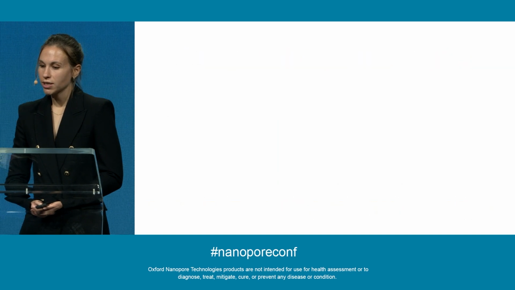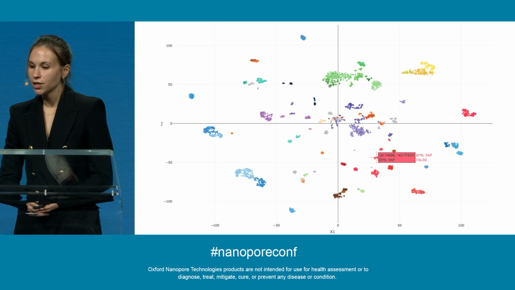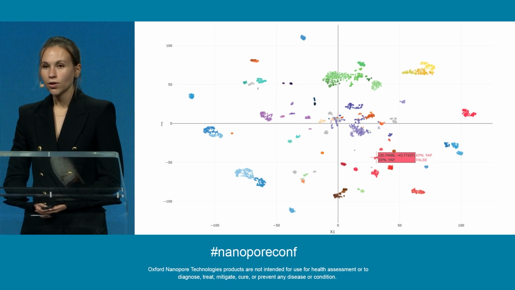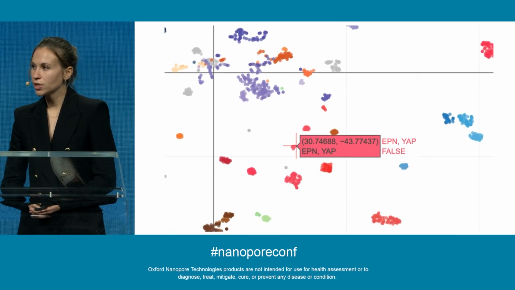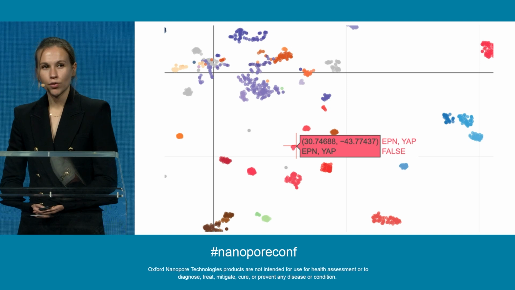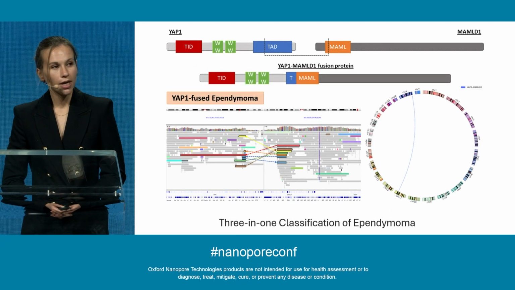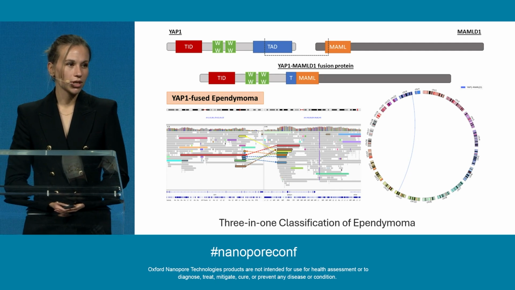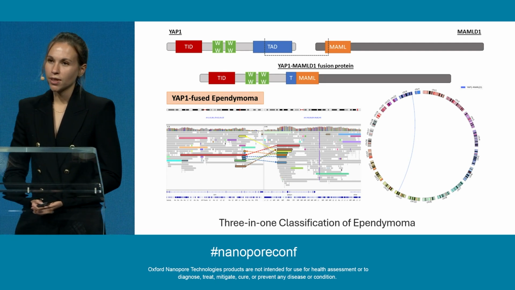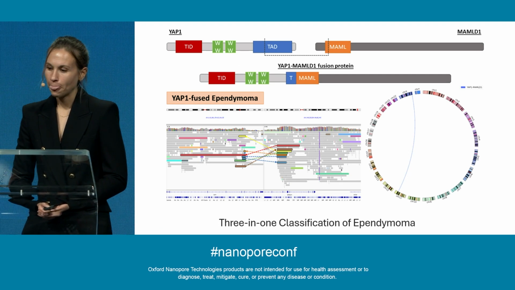But we were also interested, of course, in the results of the methylation classification. And here you can see the t-SNE using the classifier of Kappa, where one color is one tumor group. And so in this case, the tumor was clusterizing with the ependymoma presenting with a YAP fusion. So with this information, we went to look at the YAP gene from the enriched reads of adaptive sampling. And as you can see here on this screenshot, we were able to detect with a very good coverage a fusion involving the YAP1 gene and the MAMLD1 gene. And so this information, combined with the methylation, allowed us to conclude that this was indeed a YAP1 fused ependymoma.